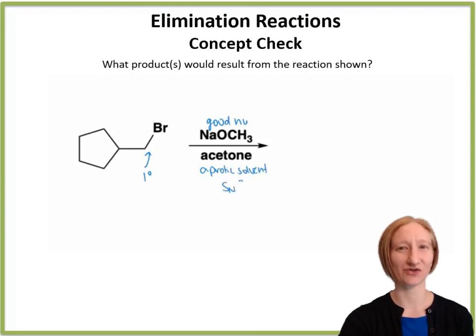I also have a strong nucleophile, the methoxide, and a polar aprotic solvent. All of these conditions favor an SN2 substitution pathway. So here the reaction product will not be an alkene at all, but will be the methyl ether instead, the substitution product.